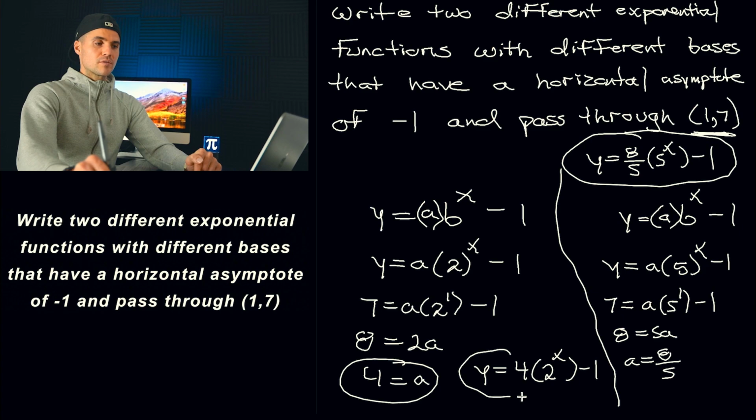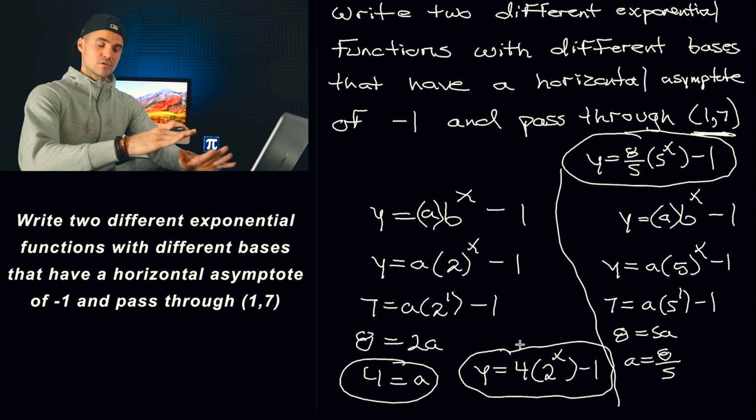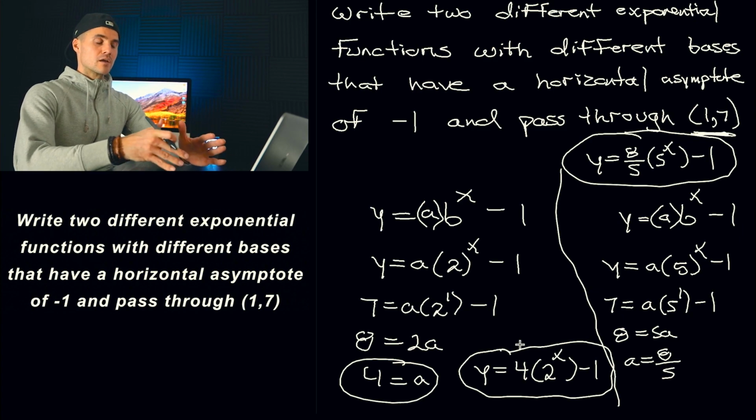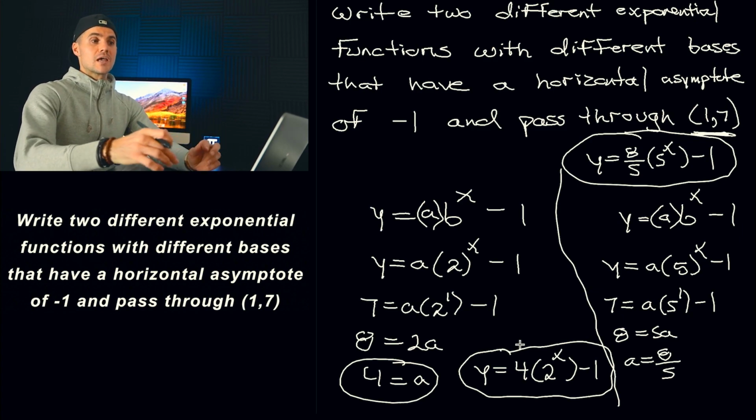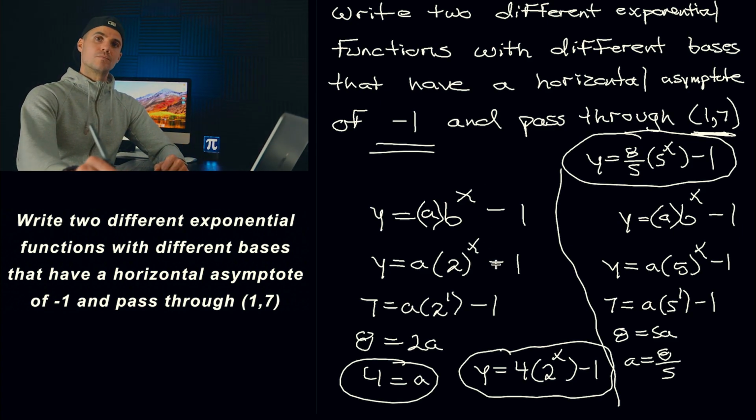And if you were to take both of these and graph them, they're not the same exponential function. If you took these and graphed them in Desmos, you would see that they're different functions, but they both will contain a horizontal asymptote of -1, and they both will go through the point (1, 7). They'll both intersect at that point. And those are the only two characteristics that our functions needed to have.